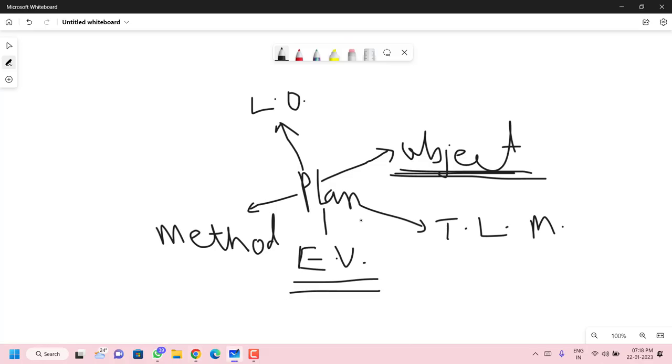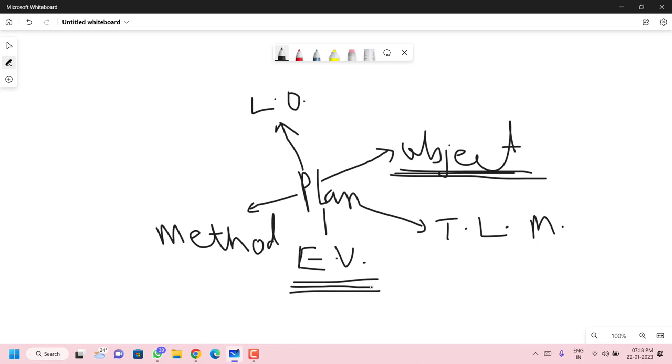Okay, so what is the full form of EV? EV is the evaluation. I have written EV for evaluation, TLM for the teaching learning material, and LO for the learning outcome. Okay, thank you.